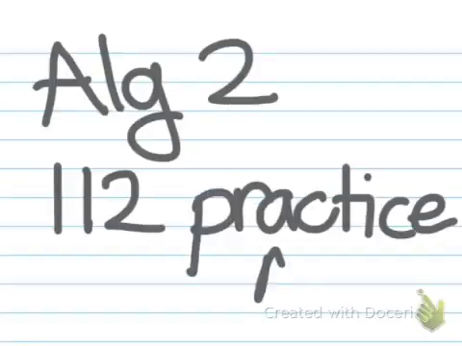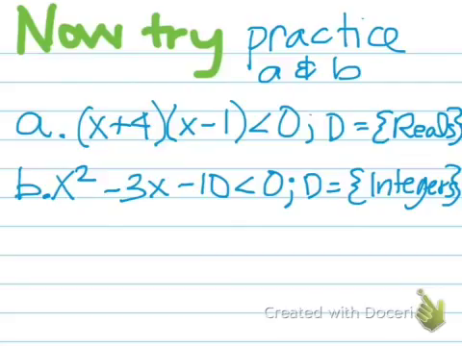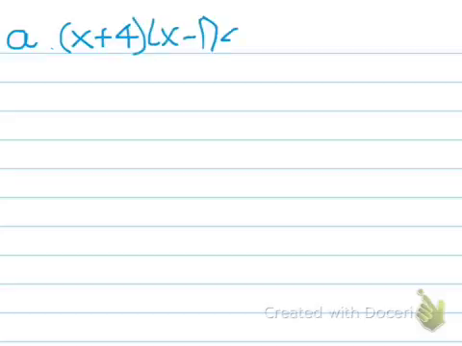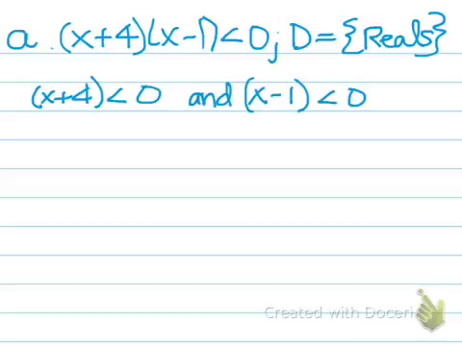Okay, this is Algebra 2, Set 112, Practice Problems A and B. These are the practice problems, and we'll go ahead and start with Part A. So, notice the domain is the real numbers. Notice that it is less than 0, so that means we're looking for negative numbers. Negative numbers are going to have a negative and a positive and a negative. So we'll split it up, make them less than 0, and we'll start with positive, negative.